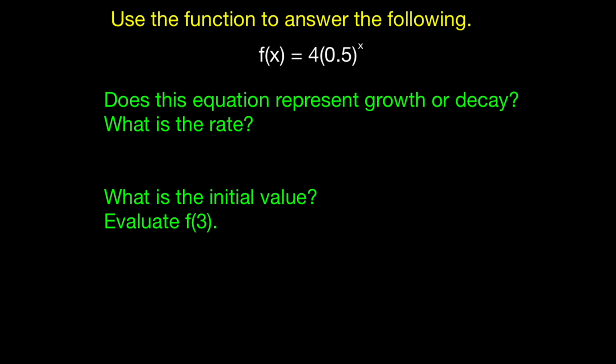Use the function to answer the following. I have f of x equal to 4 multiplied by 0.5 raised to the x power. Now, the first thing that I want to point out is that inside of the parentheses, the part that's getting exponentiated, this quantity is less than 1. It's bigger than 0, but it's less than 1. So if I keep on multiplying this by itself, this is just going to get smaller, smaller, and smaller. So I can immediately deduce that this is going to be decay.